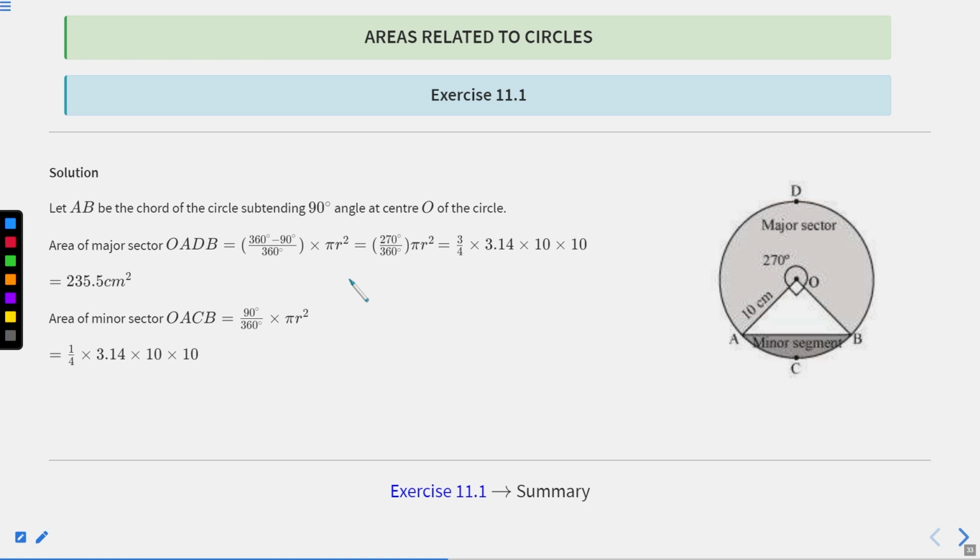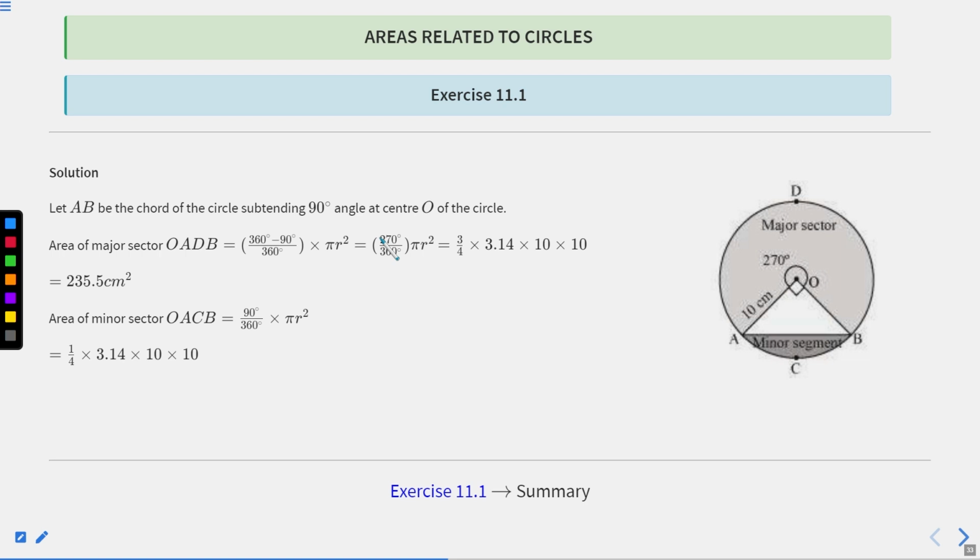Area of major sector OADB is equal to 360 degrees minus 90 degrees divided by 360 degrees into pi r square. Here the radius is equal to 10 centimeter, so we can put the value of r equal to 10. Then this is equal to 270 degrees divided by 360 degrees into pi into 10 into 10.